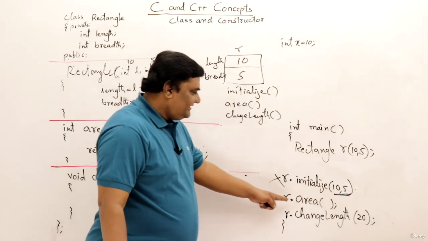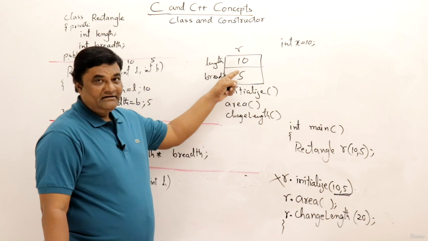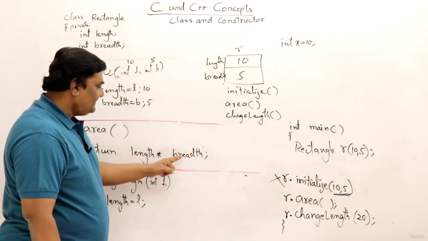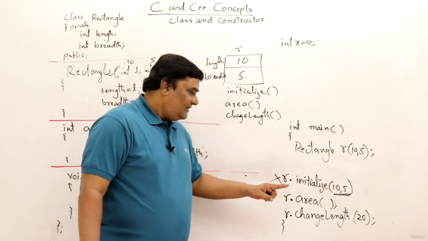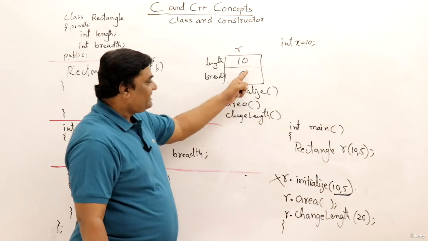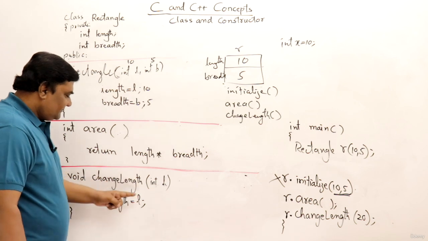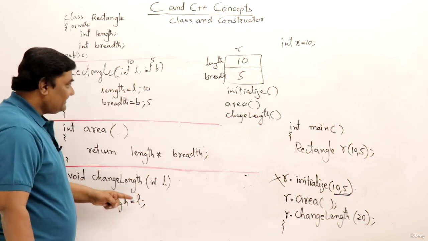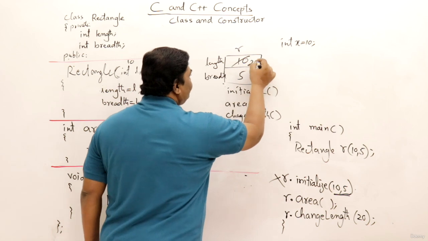Next I am calling the area function. So this area function will be called upon this rectangle by multiplying length and breadth. It will return the result. So I am not using that value. Then change length. So upon this rectangle only, because this is R, this function is called which will modify length and set it as new length. So I am setting 20, so this will become 20.